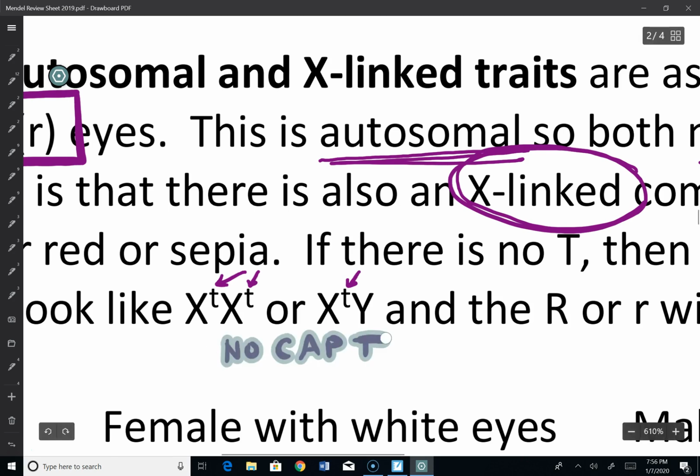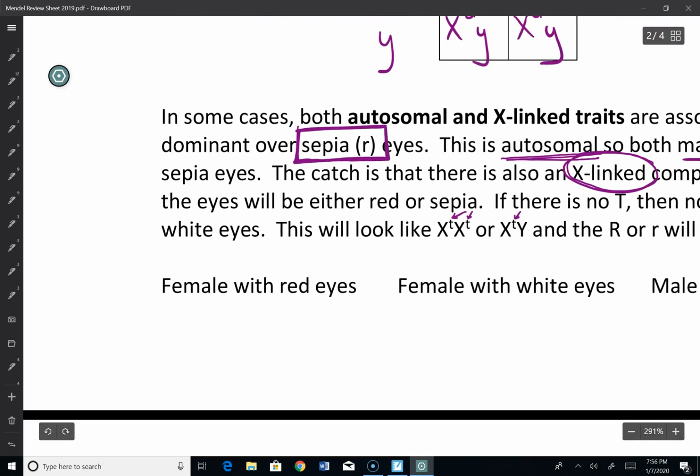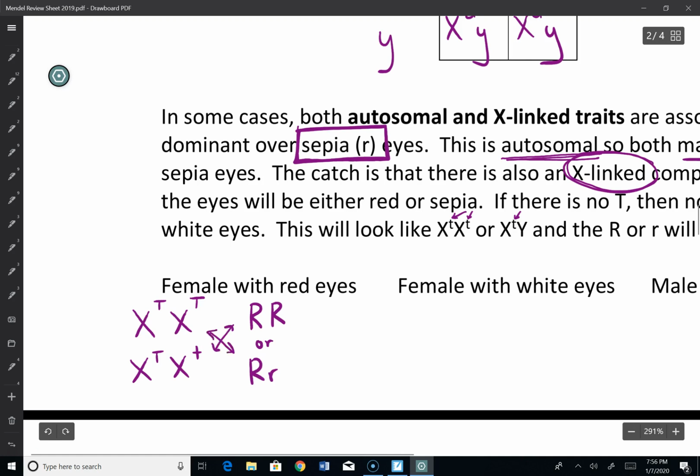So let me explain. Let's get rid of this because it looks blurry. How could I have a female with red eyes? Well, I have to start with either X capital T, X capital T, or X capital T, X lowercase t. Because as long as I have one capital T, I will be able to have color in the eyes. And my red eyes are either going to come from capital R, capital R, or capital R, lowercase r. So any combination here, here, here, or here is going to give you a female with red eyes.